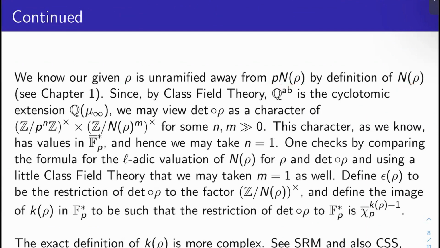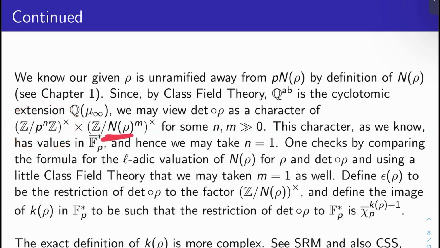right? Well, you can see I talked a little bit about this back in chapter 1, all the way back to the beginning. Now, by class field theory, the maximal abelian extension of Q is just this maximal cyclotomic extension. Q would join all these roots of unity, right? Well, that means I can view det of rho as a character on Z mod P to the N Z cross Z mod N of rho to the M cross for some N and M large enough. Okay, basically because the Galois groups of cyclotomic extensions are these groups of units.